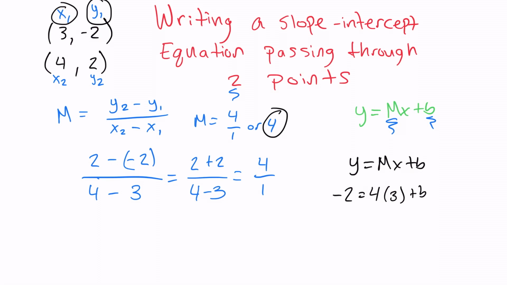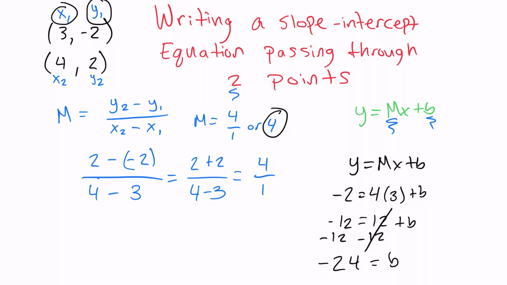4 times 3 gives me 12. And I still have the -2 over here on the left side and a positive b on the right side. And to isolate b, I need to do the inverse of a positive 12 here, and that's subtracting 12. Remember, what we do to one side of an equation, we need to do to the other. 12 minus 12 cancels those terms out. On the left side here, though, -2 minus 12 takes me to a -14. So that tells me my b value is -14.